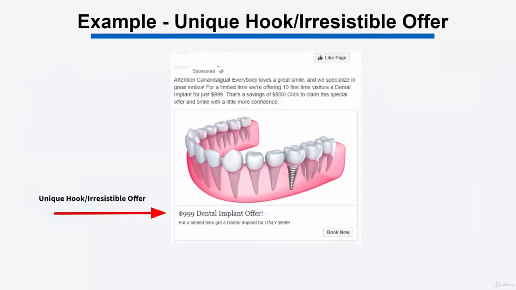And so let's take a look at an example of a unique hook or irresistible offer. You'll notice here on this ad, we have a unique offer for $9.99 for a dental implant. And this is only for 10 first-time visitors to this particular dentist. We're letting them know that there's a savings of $800 and that they're getting 1 dental implant for $9.99. This is a very unique hook and irresistible offer because these types of implants can go for upwards of several thousands of dollars. So we're making it very inexpensive for somebody to come in and get an implant, and then be able to upsell them to additional services.